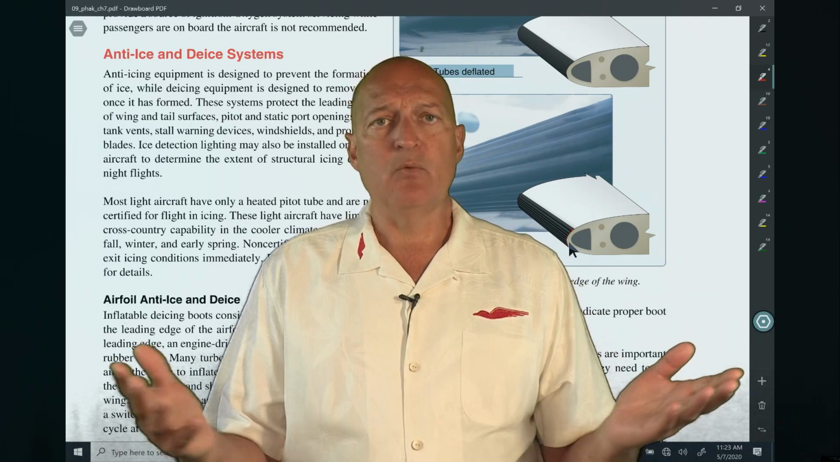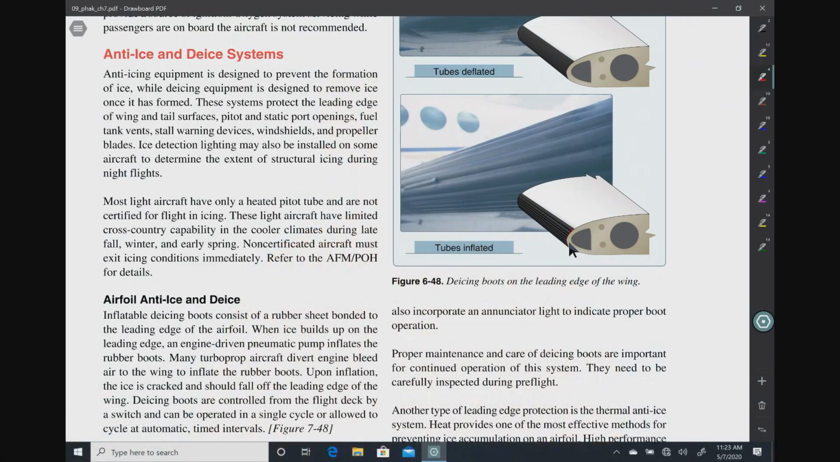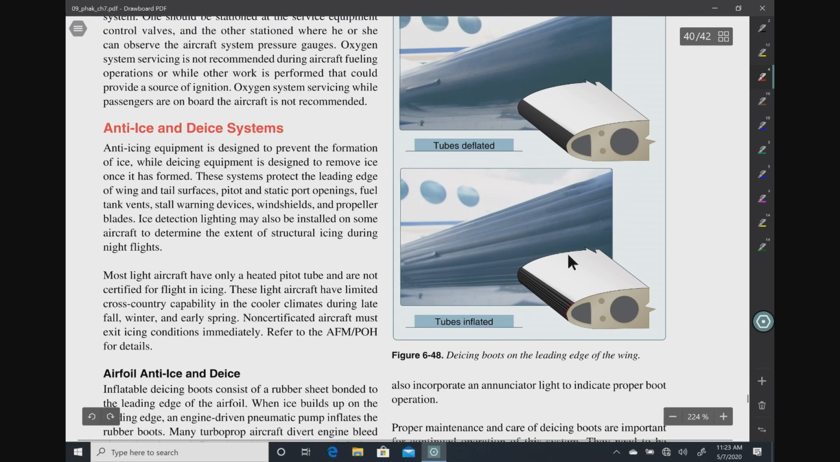So does that mean that we have no solution to any of this? Not so fast. Some airplanes, more high-performance airplanes, are going to be equipped with various anti-ice or de-ice systems. The one that you're looking at here in figure 6.48 is going to be a rubberized leading edge that is going to be on the leading edge of this wing. And it's a rubberized system.